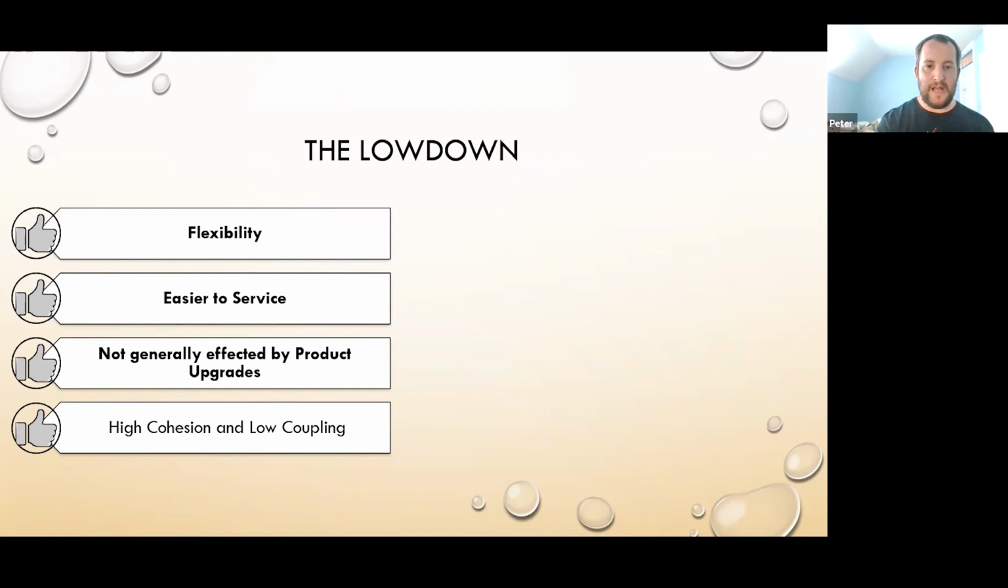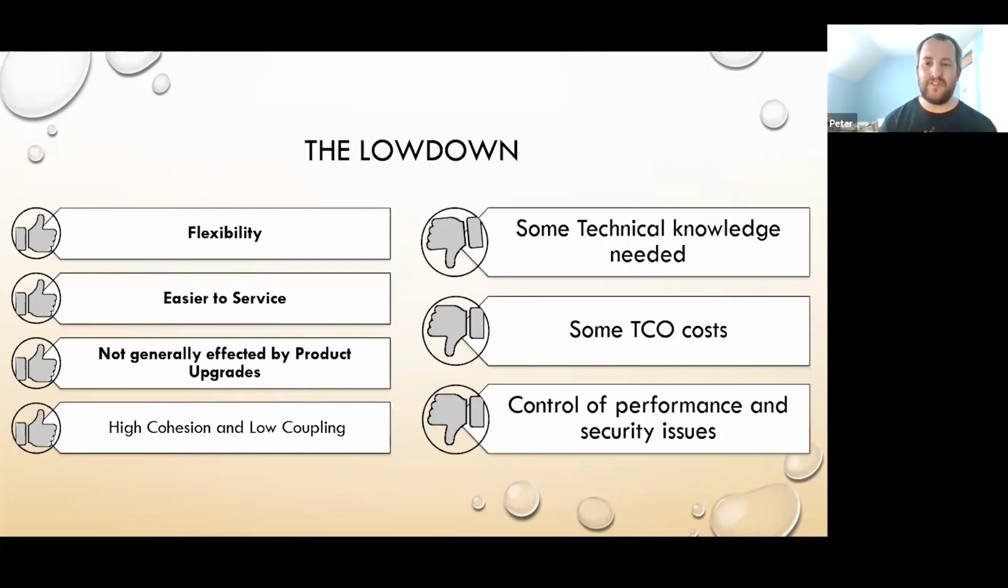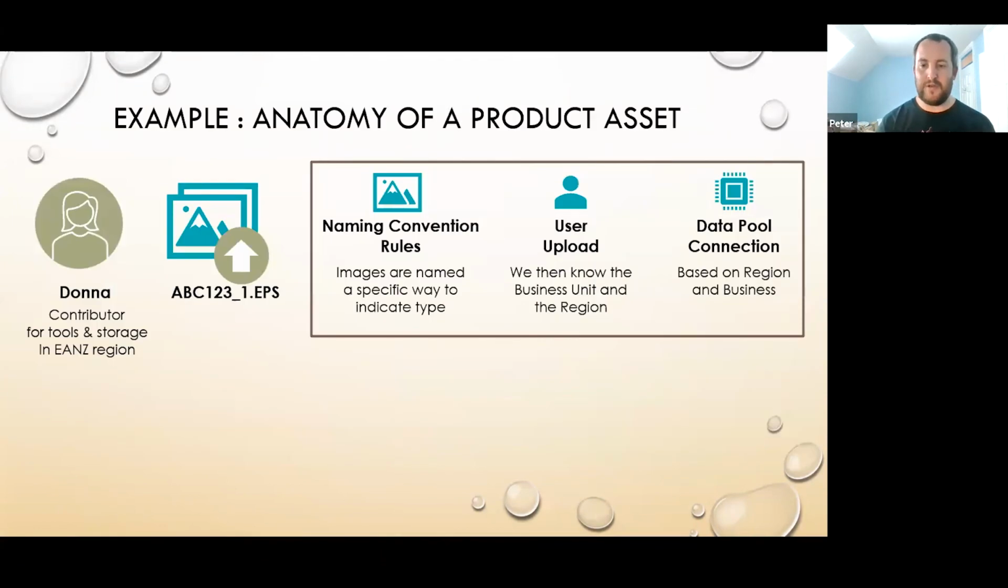And also you have high cohesion, meaning that you're keeping parts of a code base that are related to each other in a single place. Vendor looks after core, I look after customizations. There are some downsides to this. You do need some technical knowledge. There is some TCO, technical cost of ownership, and you do need to watch out for performance issues and security issues moving forward.